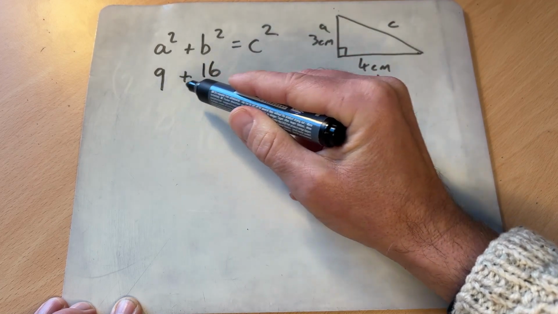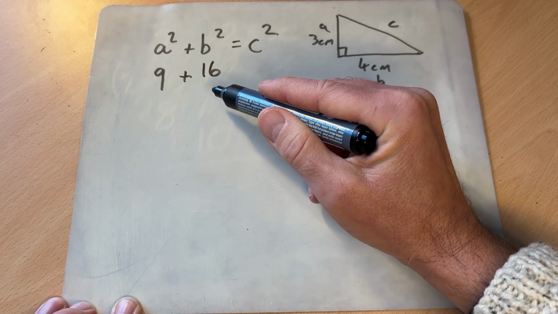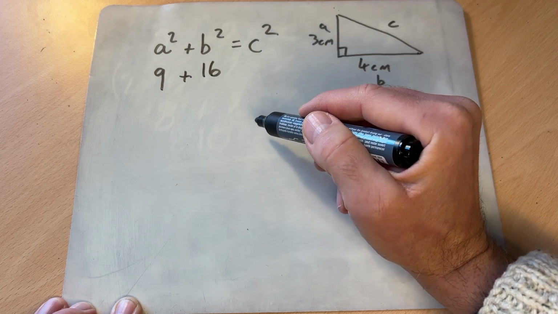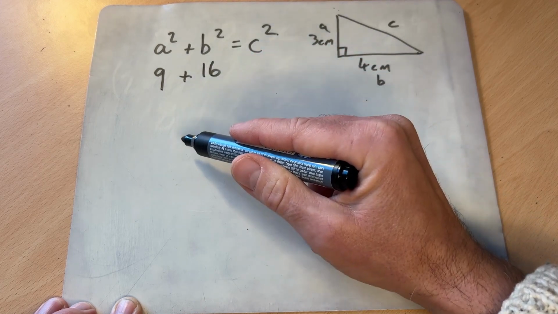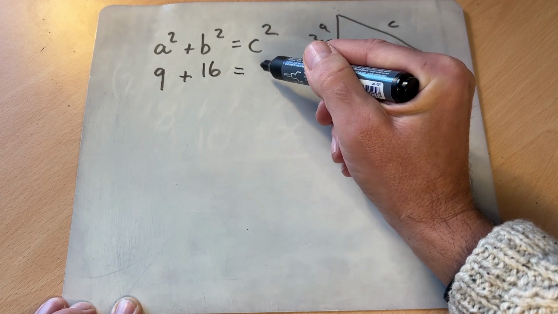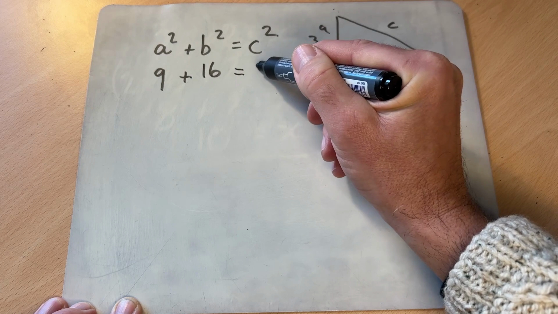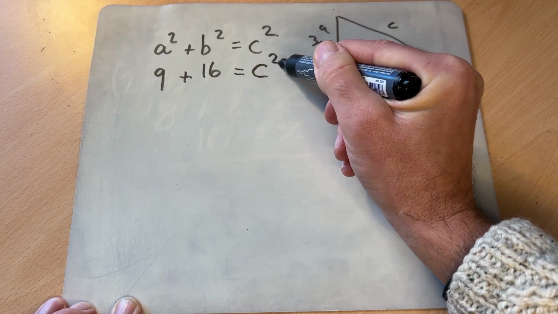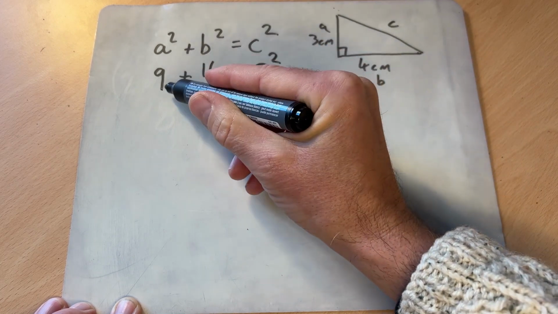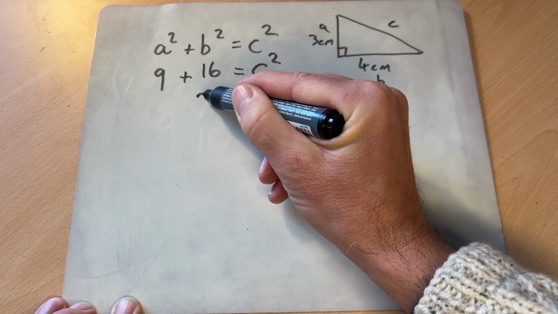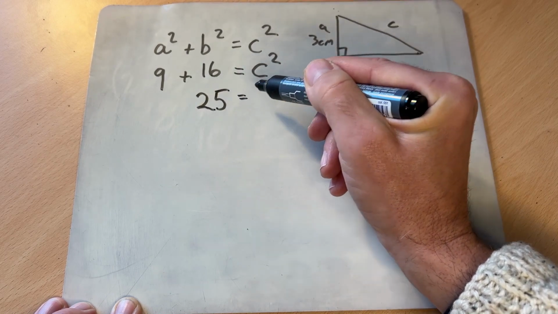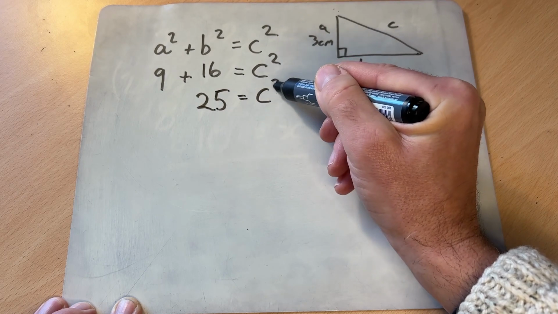Now, 9 plus 16, probably know it's 25, but don't rush ahead and put the 25 here. We want to keep our letters on this side, and we want to keep our numbers on this side. It just keeps it tidier, and we can see what we're doing in case we make a mistake. So 9 plus 16 at the moment equals c squared. Okay, we keep it simple. So 9 plus 16, like I said just before, that gives us a 25, and that equals c squared.